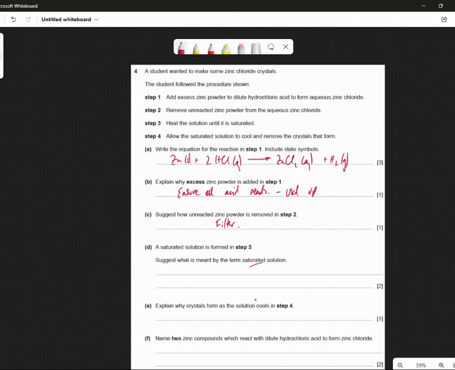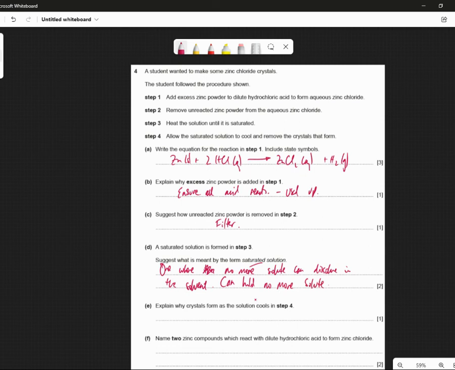What do we mean by saturated solution? It is one where no more solute can dissolve in the solvent. It's saturated. It can't hold any more. It's a solution that can hold no more solute.